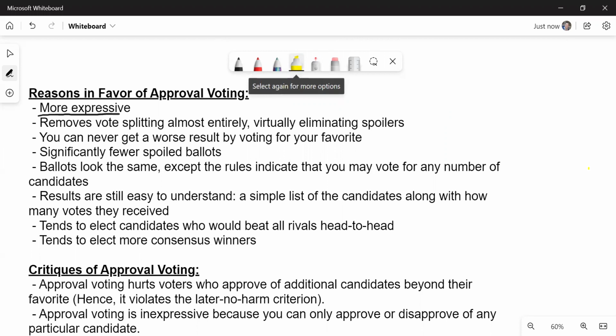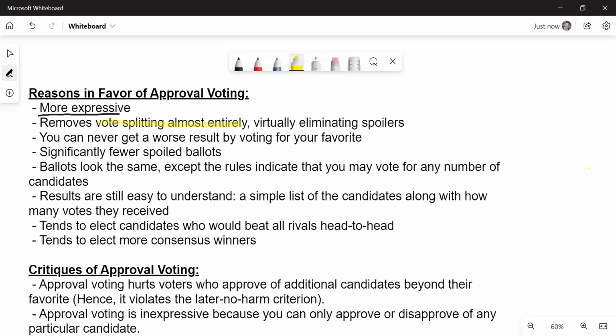Number 2, it removes vote splitting almost entirely, right? Vote splitting is almost gone, eliminating the spoilers. You don't have to split your vote between 2 people that you might both like. You can vote for both of them. Number 3, you can never get a worse result by voting for your favorite. So that doesn't put you in any of those scenarios that we talked about earlier in this module, where you might do some insincere voting.